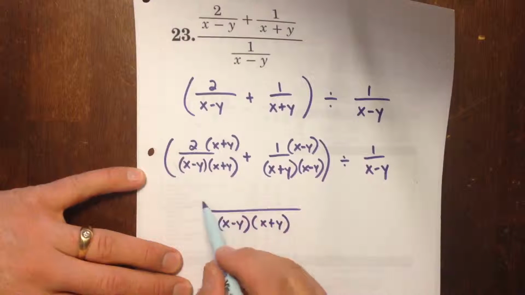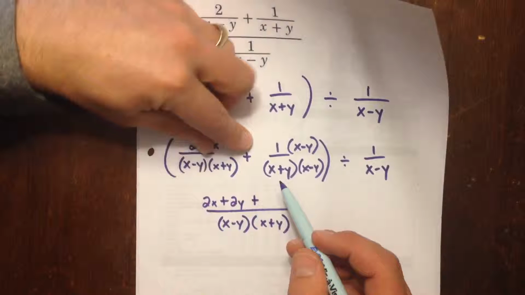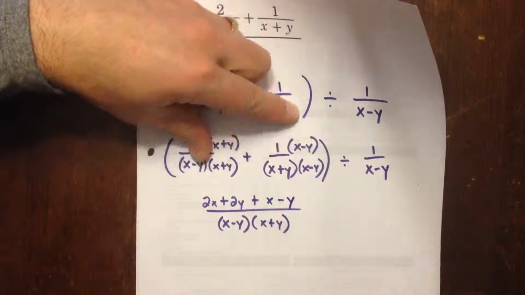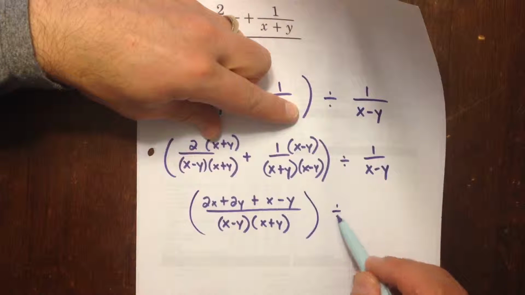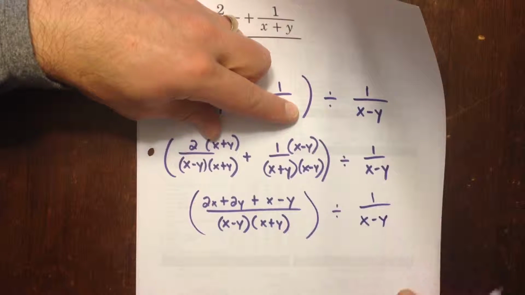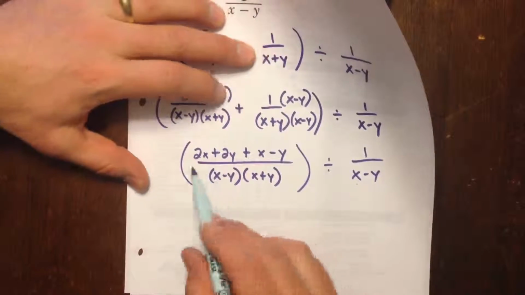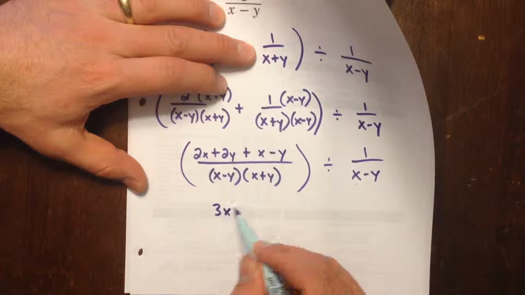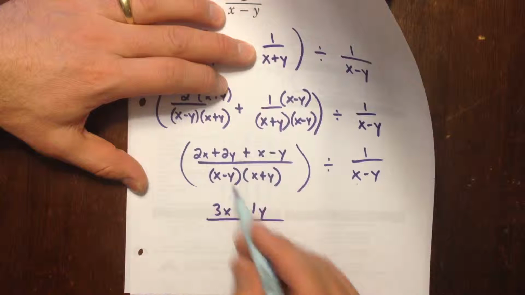That doesn't change, and I have 2x plus 2y plus, I'm going to distribute a 1 to this, so I just get what it is. And this is still divided by x minus y, or 1 over x minus y. Alright, then it looks like I have 3 x's and 1 y left on top when I collect those.